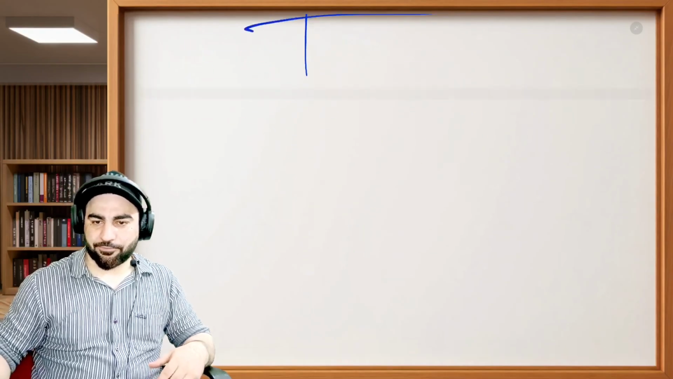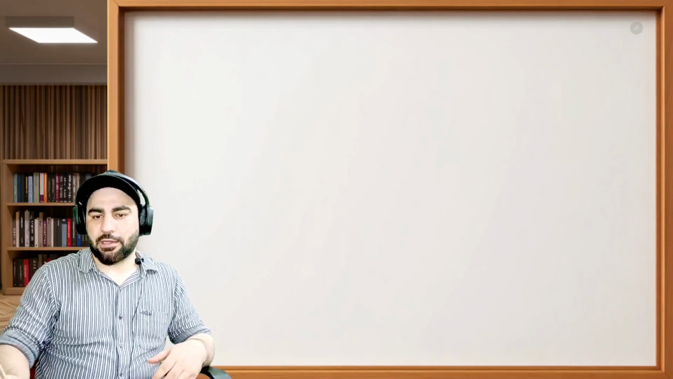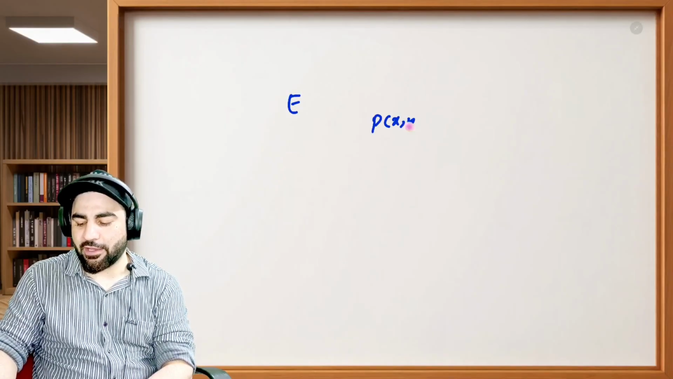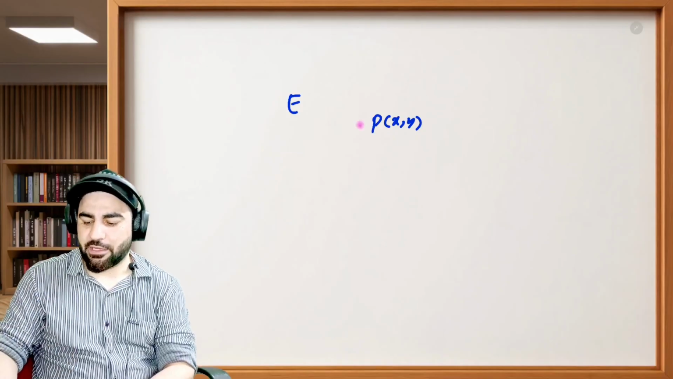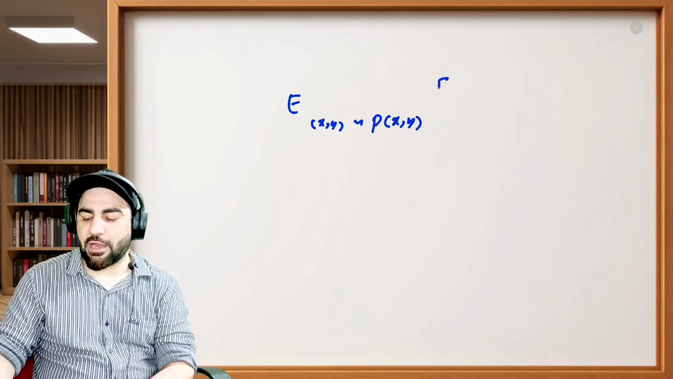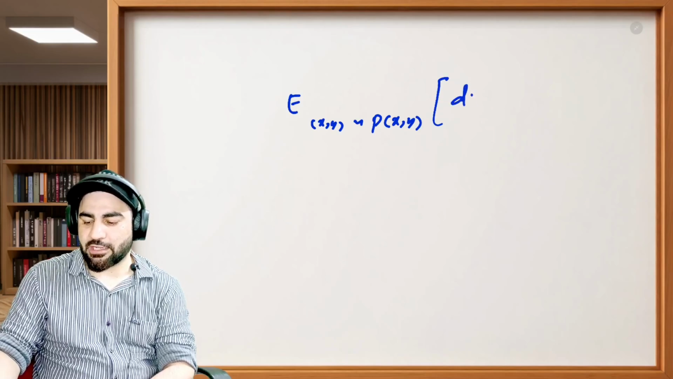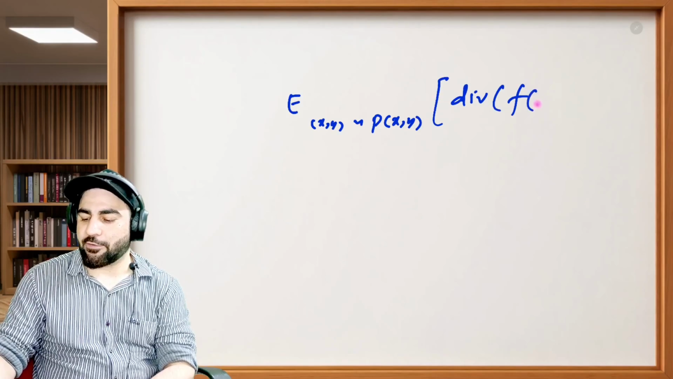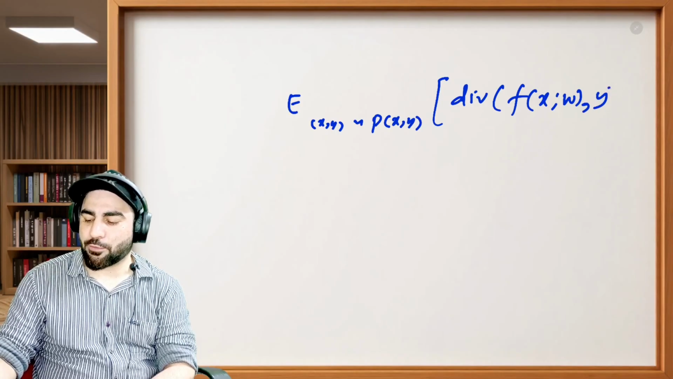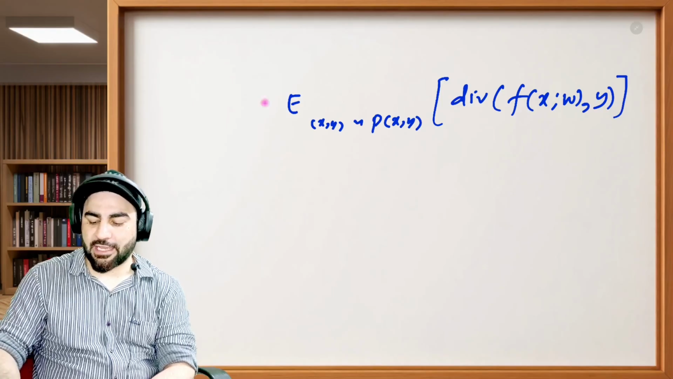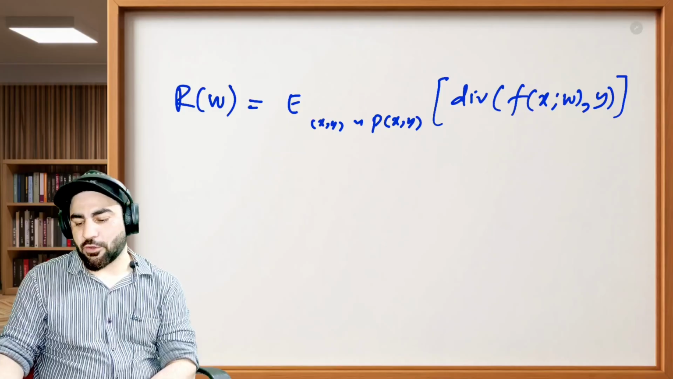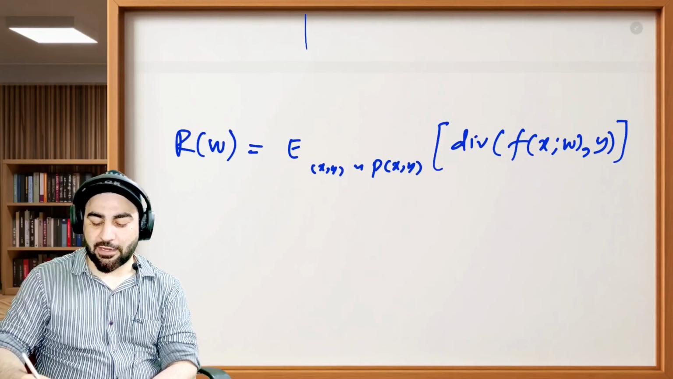So you were computing an expectation. You have a probability distribution p of x comma y, so you have data points and the label. You are sampling x comma y from this, and now you have a divergence function, and you are taking the expectation of it. You are taking the divergence of f of x and w comma y, because you are given outputs as well. You take the expectation, and this we call r of w. This over here was called our empirical risk or empirical error.